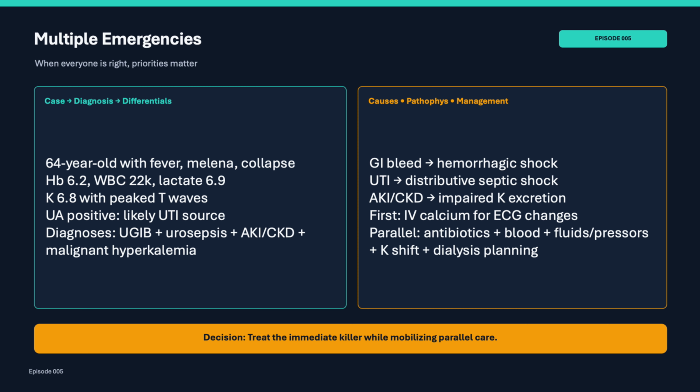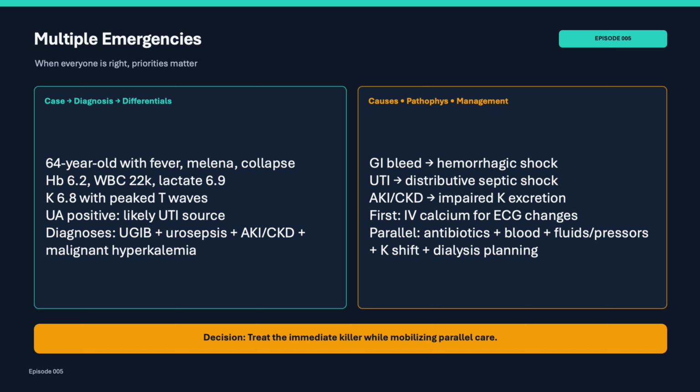The GI specialist saw the bleeding. The intensivist saw septic shock. The nephrologist saw the potassium. The difficult task was not deciding who was correct. The task was deciding what would kill the patient first, what could be treated simultaneously, and what had to wait.